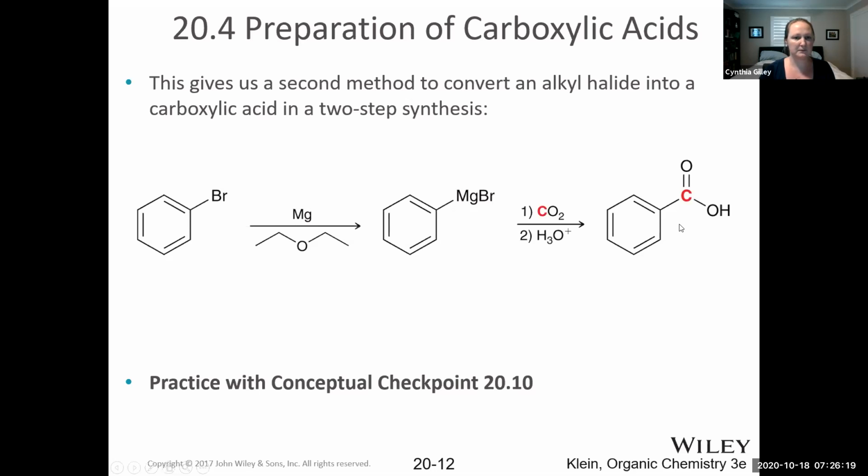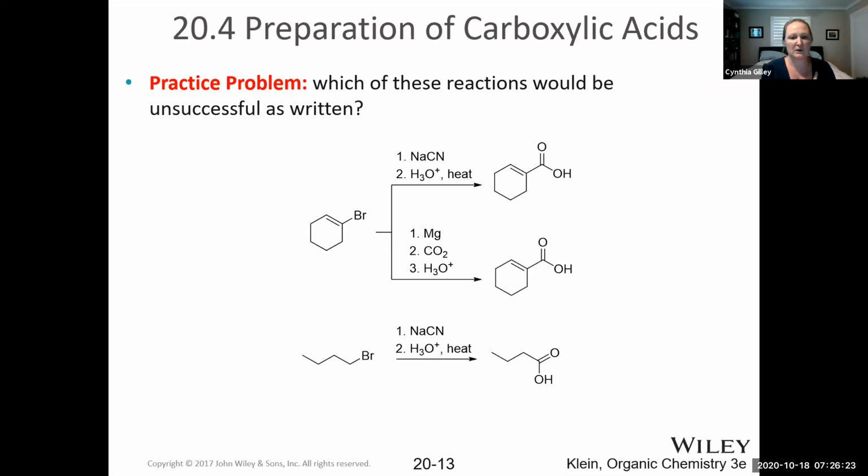Let's do a practice problem to make sure we're truly understanding this concept of the different methods for synthesizing a carboxylic acid and when they would be successful. The question is, which of these reactions would be unsuccessful as written? For example, if you would not expect to get this product given these reagents, you would put a big X through it. There may be more than one of these 3 reactions that are unsuccessful. Go ahead and pause the video and think about which ones you think are unsuccessful. Think about reasons why, and then we'll talk about it.